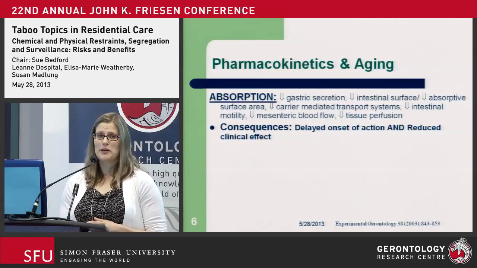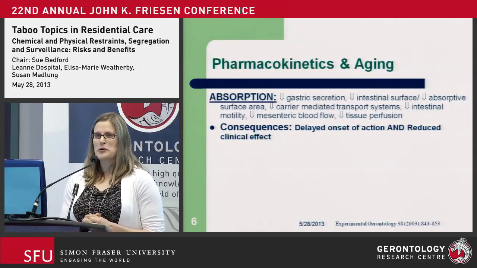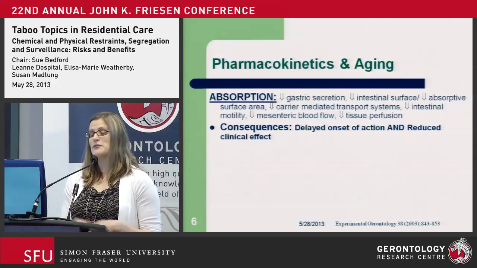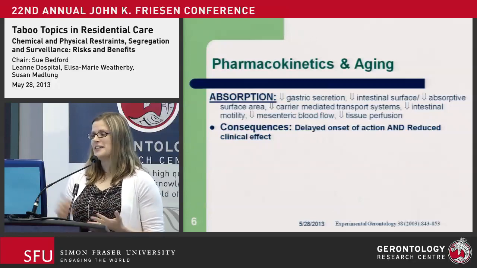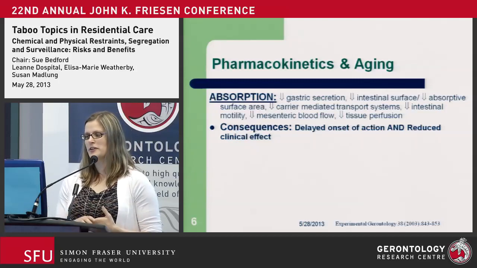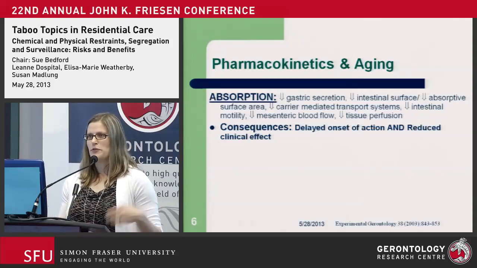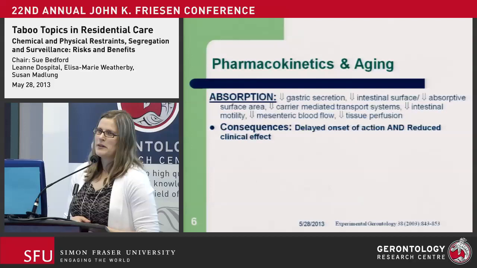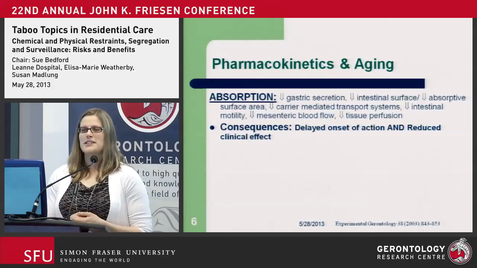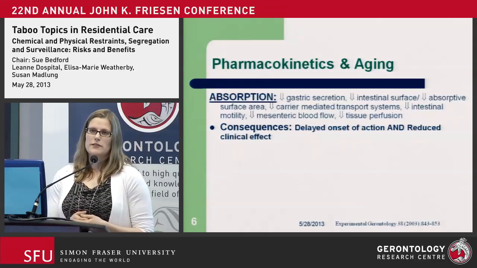So what happens when we get older? Well, a lot of these things change, and it's not always good. Your absorption characteristics basically go downhill. You have decreased gastric secretion and intestinal surface area. Your carrier-mediated transport systems decrease. Your intestinal motility decreases. Mesenteric blood flow decreases. Tissue perfusion decreases. So what ends up happening? You give a drug, it takes longer for the drug to start working, and then often you have a reduced clinical effect.